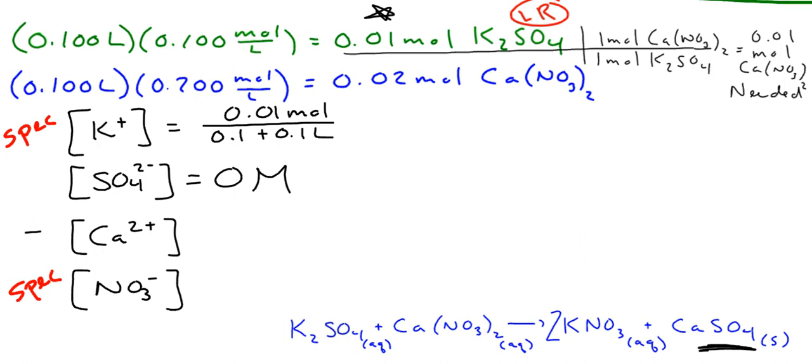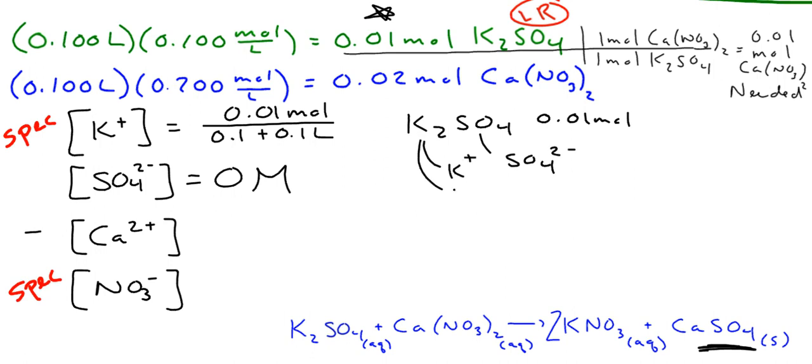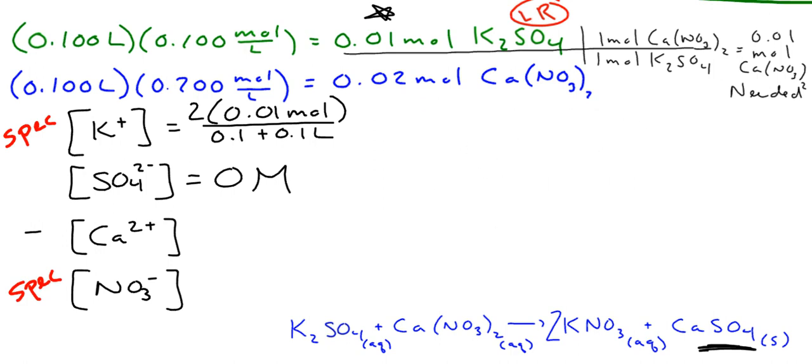But as we've been talking about, that's how many moles I have of K2SO4. So if I have 0.01 moles of K2SO4, that means I have 0.01 moles of sulfate, and I have 0.01 moles of K plus, and I have another 0.01 moles of K plus. So each of these counts towards that. That's why I have to double 0.01. So if I calculate that out, I get 0.1 molar. Let's take a look at the other one.